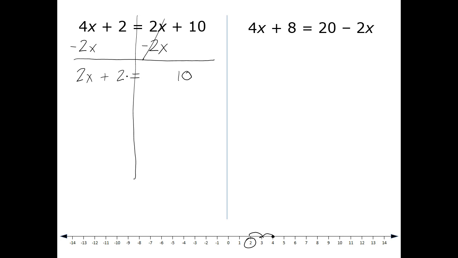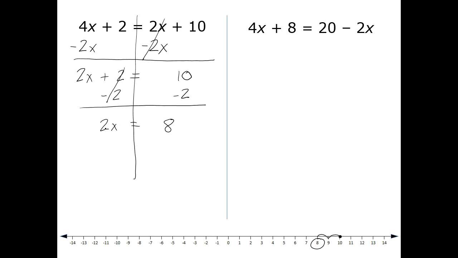I still have numbers on both sides of the equal sign, so I'm going to get rid of this plus 2. I'm going to do it by subtracting 2's on both sides. These cancel out, okay? And I end up with 2x, and on this side I have 10 combined with negative 2. Now I can do that quickly over here. I'm standing on positive 10, move 2 steps to the left, positive 8. Okay? So my equation now is 2x equals 8.